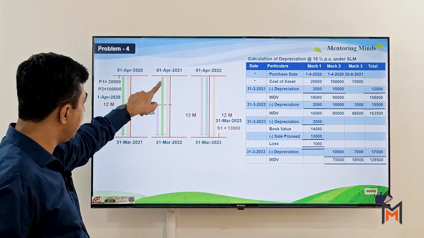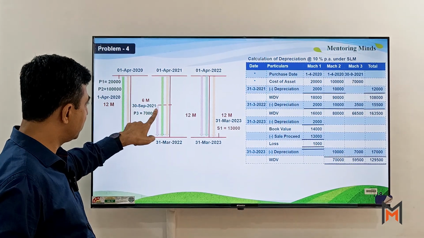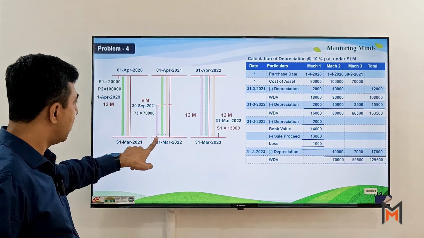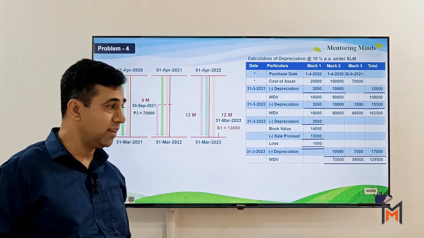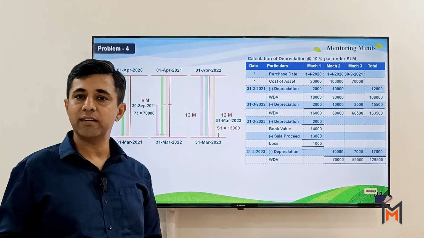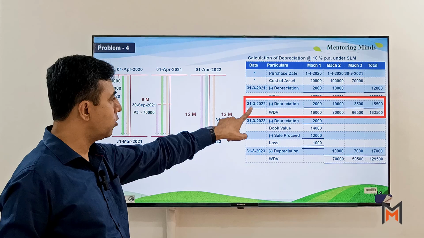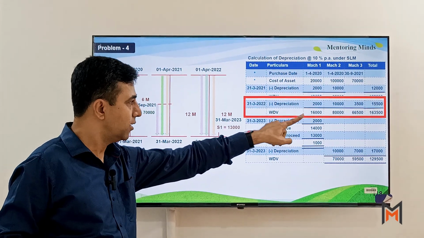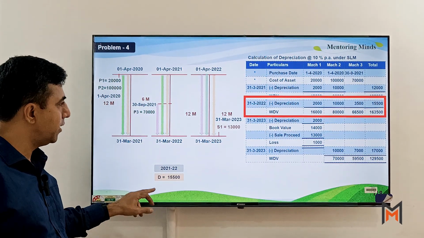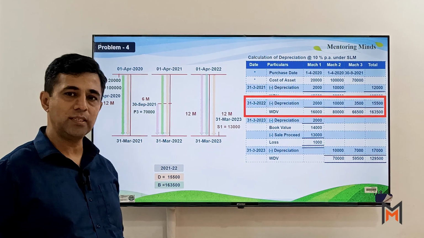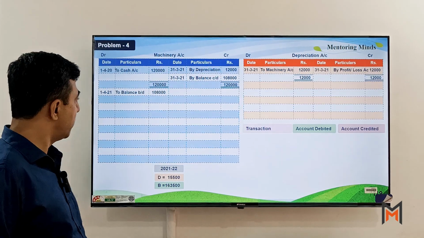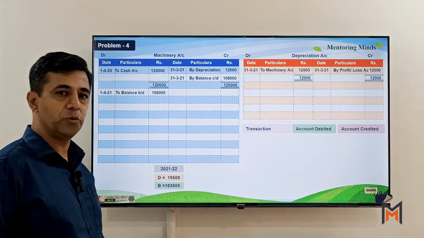Let's see in the second year have we purchased the asset? क्या हमने asset purchase किया? हाँ सर हमने asset purchase किया है, and at the end of the year we are there to charge depreciation. Fine. So let's see what is the amount of depreciation in the second year. The amount is 15,500 and the written down value is 163,500. So here the same entries we are going to do the posting.